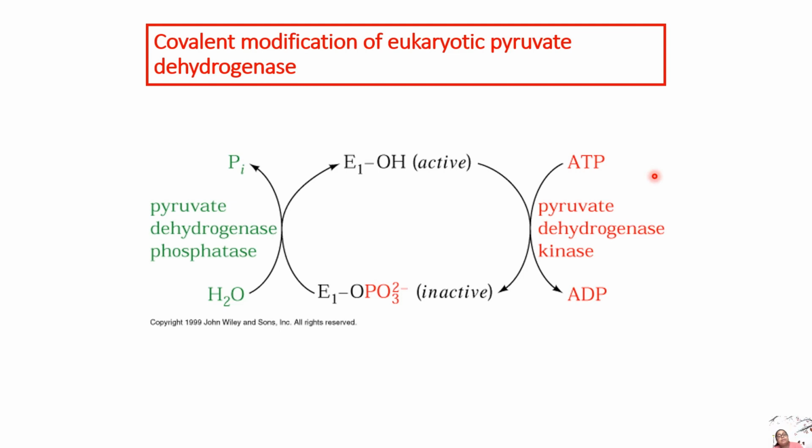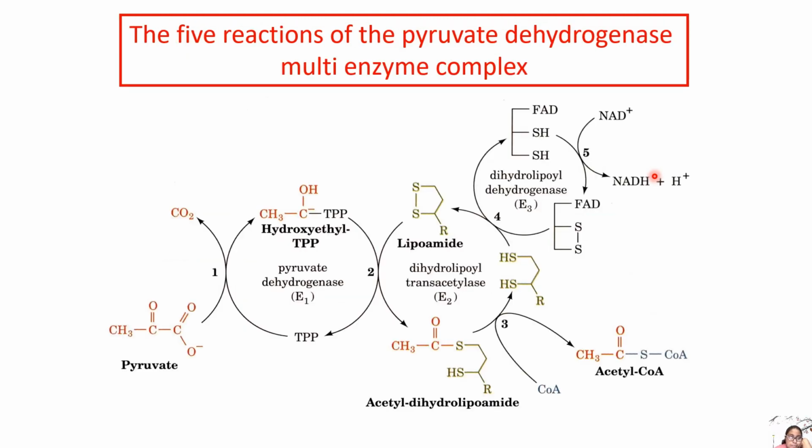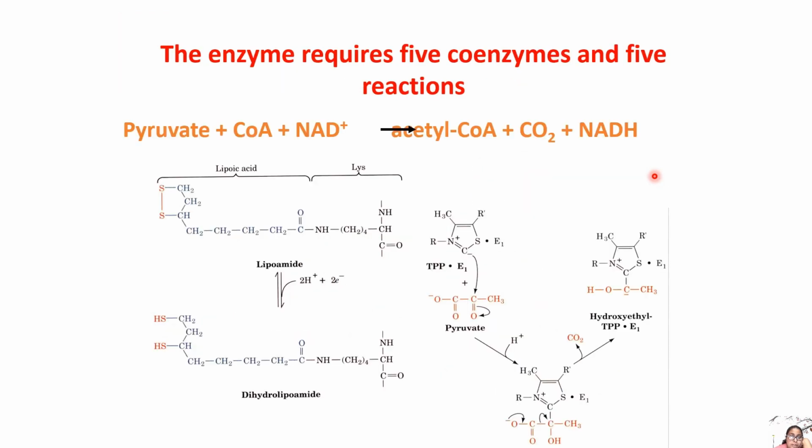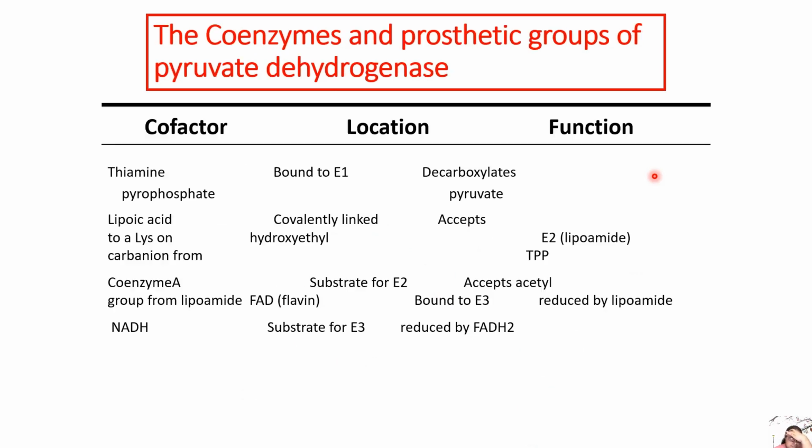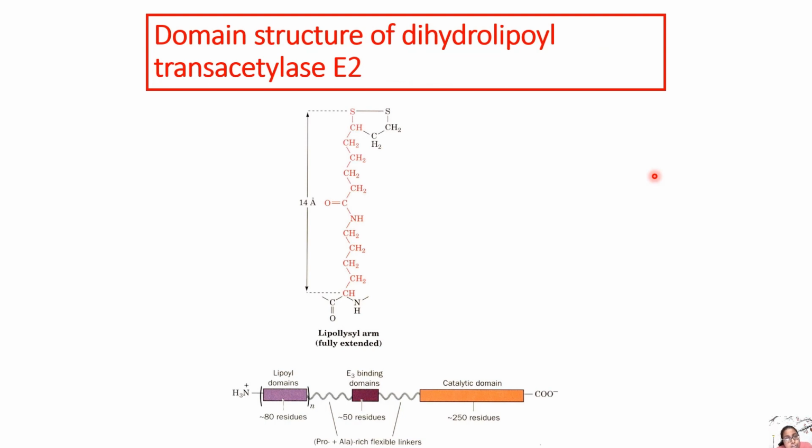So you see, this is a covalent modification of pyruvate dehydrogenase. Okay, so it can be made active and inactive accordingly by the addition of a phosphate group. So these are the 5 reactions of the pyruvate dehydrogenase multi-enzyme complex. This enzyme requires 5 coenzymes and 5 reactions. So these are the coenzymes and the prosthetic groups of pyruvate dehydrogenase. This is the domain structure of dihydrolipoyl transacetylase E2.